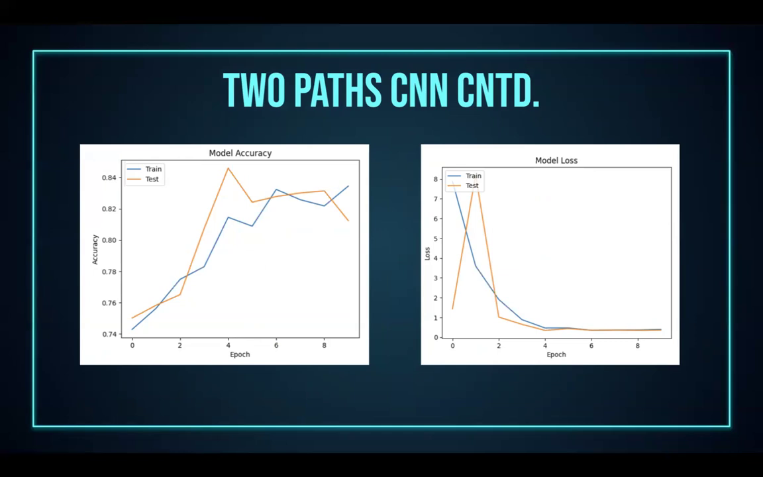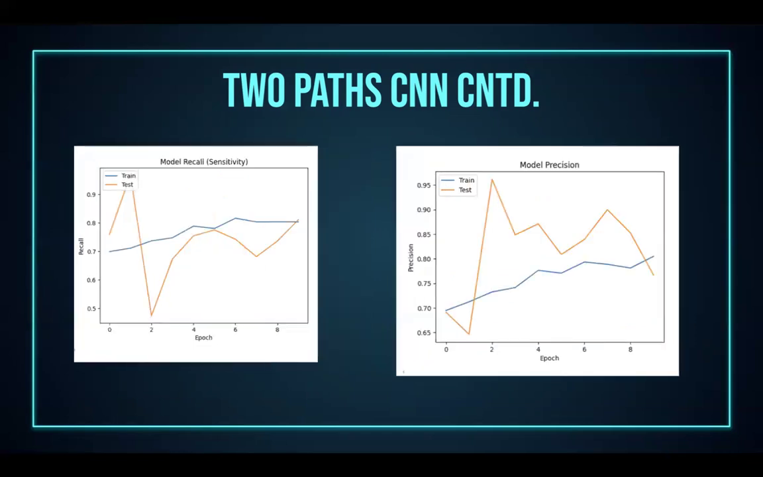And the model loss kept decreasing and it approaches 0. For the model recall, it started at 70% and it increased to somewhere around 80%. And the same thing occurred for the precision.